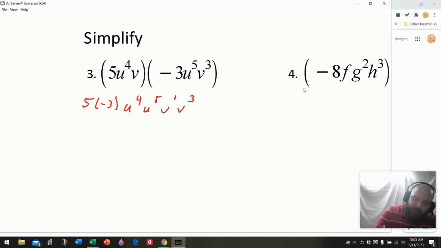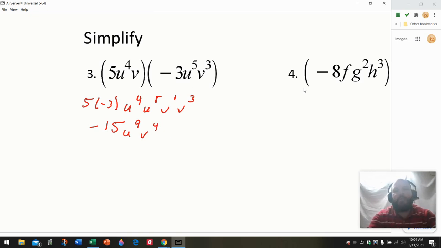So 5 times -3 is -15. And then I have u to the fourth and u to the fifth. The powers here are going to add. So it's going to become u to the ninth power. And then the v's are going to go ahead and add up as well. So 1 plus 3 becomes 4.